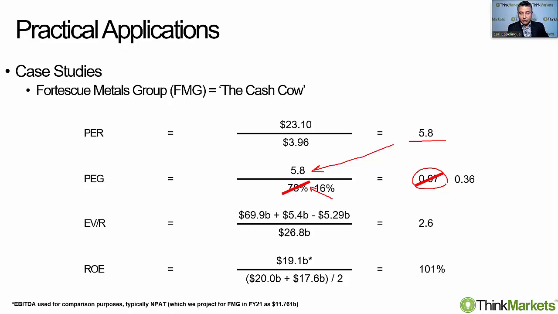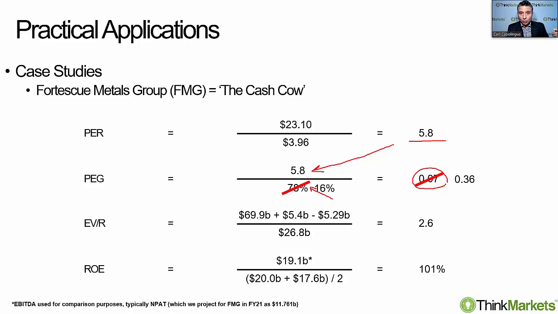Enterprise value to revenue, the current market cap for Fortescue is about $70 billion. We worked out how much debt was on the balance sheet as well as cash. We also worked out how much revenue it was likely to have for full year 2021. And when we do that calculation, we get 2.6 for enterprise value to revenue, which, remember, is well below the sort of market standard range of 3.5 to sort of 6.